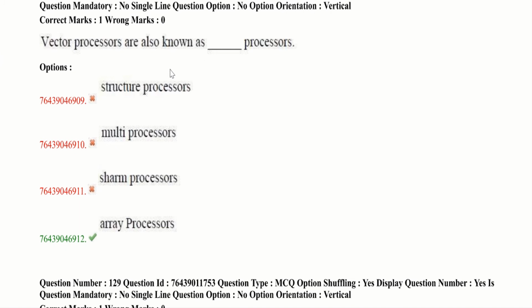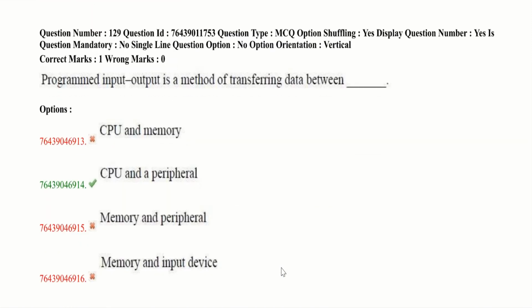Vector processors are also known as dash processors. A vector processor is also known as an array processor because it implements an instruction set containing instructions that operate on one-dimensional arrays of data called vectors. So the answer is array processor. Now let's get to our ninth question.